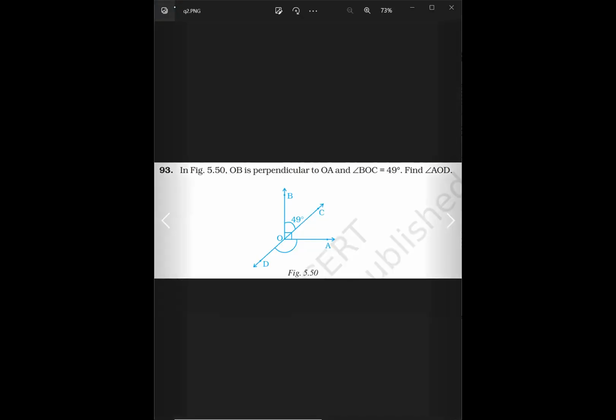Should we read the next question? Yeah. Three lines AB, CD, and EF intersect each other at O. If angle AOE is equal to 50 degrees and angle DOB is equal to 40 degrees, find angle COF. Yes. So I think you can do this, Hiba. I think you got it. You can do this. Come on.